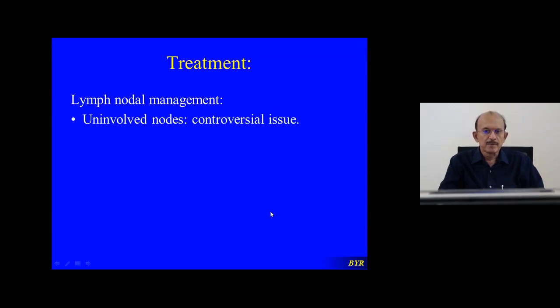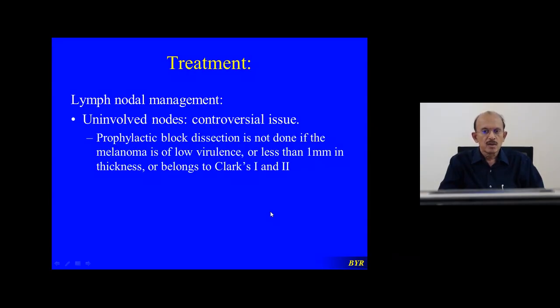Lymph nodal management, uninvolved lymph nodes, controversial issue. That means if lymph nodes are not involved, what to do? Some suggest they do prophylactic block dissection. Some they do not do it. So prophylactic block dissection is not done if melanoma is of low virulence, less than 1 millimeter in thickness, or belongs to class 1 or 2 level. 2 level means involvement of only the papillary dermis.